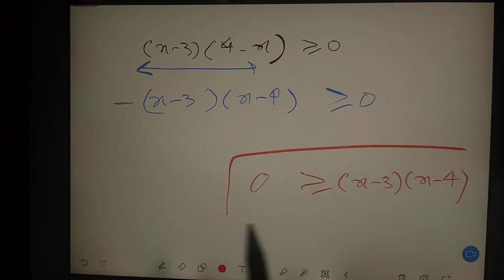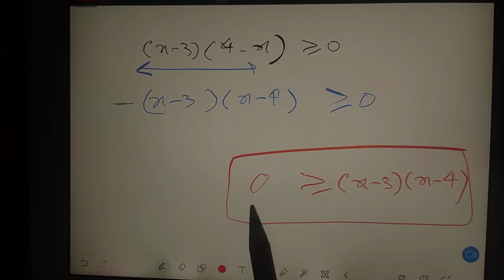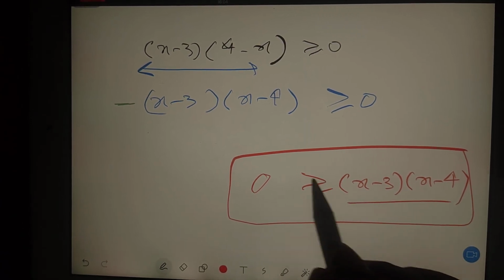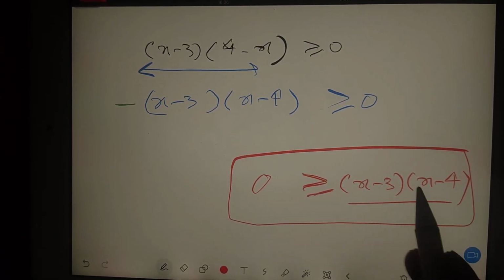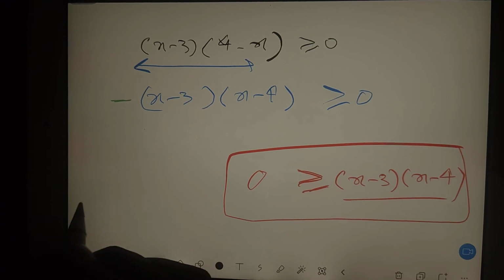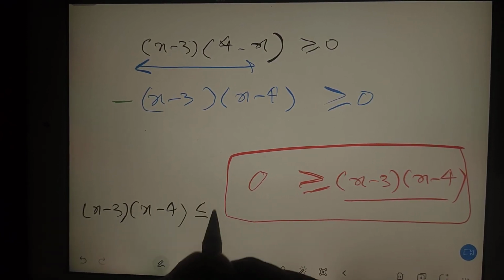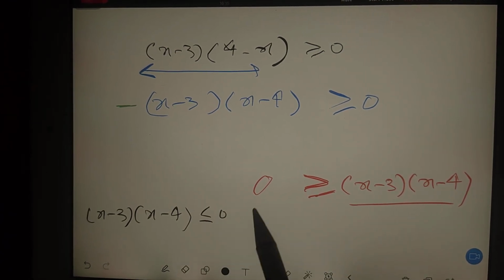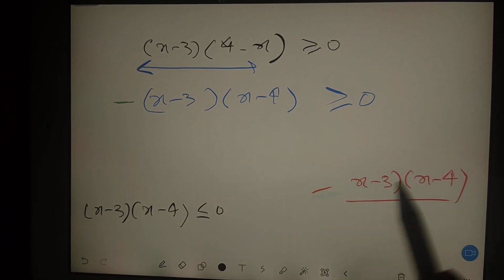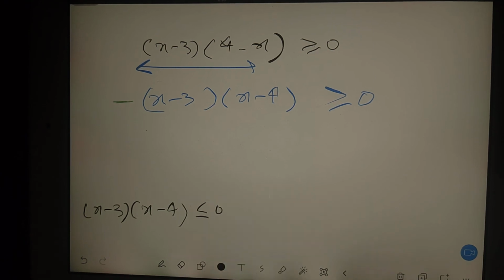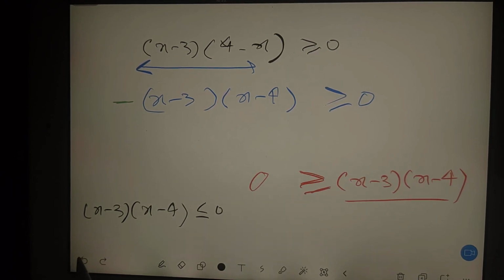Now this complete part I can write like this: the total thing is less than or equal to 0. So I am writing (x minus 3)(x minus 4) less than or equal to 0. Actually, these kinds of formats we used to feel comfortable with. That's why I'm writing in this way. Now I'm erasing this part. You understand what part I have erased, right?